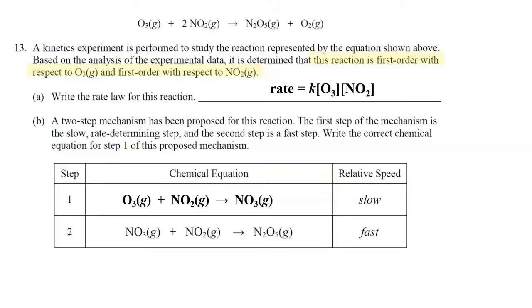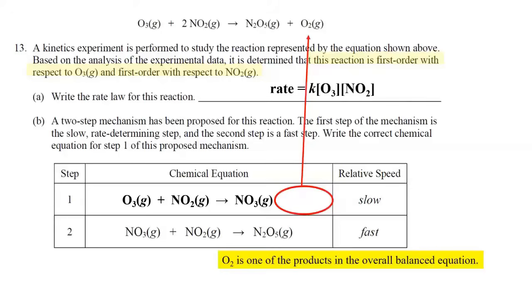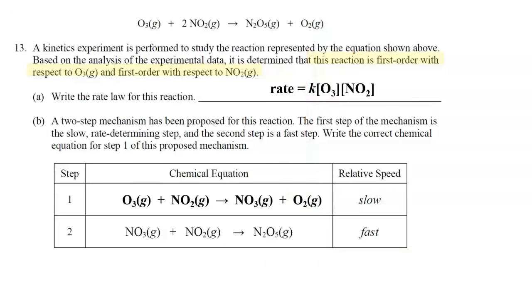Now we're almost done with step 1. There's one more thing we have to do. We have to recognize that if O2 is one of the products in the overall balanced chemical equation, but it's not appearing anywhere in step 2, then that should show up in step 1 as a product. So if you look at step 1 now, it is complete.